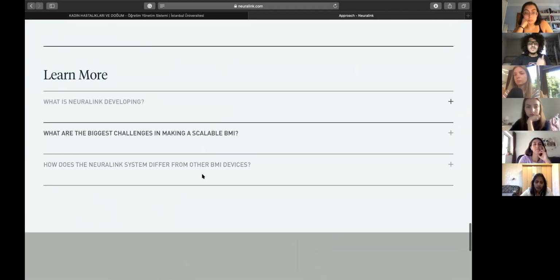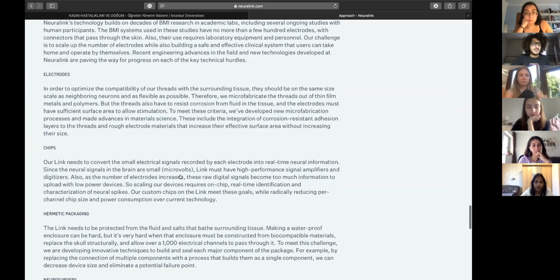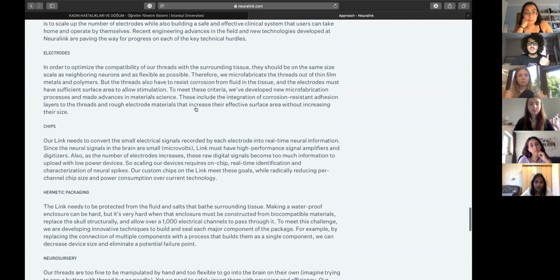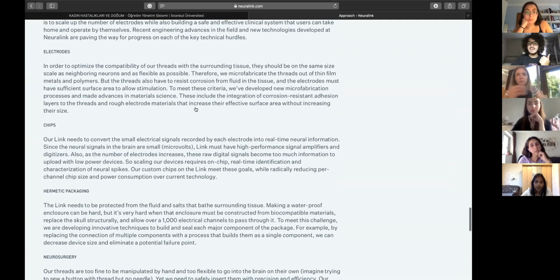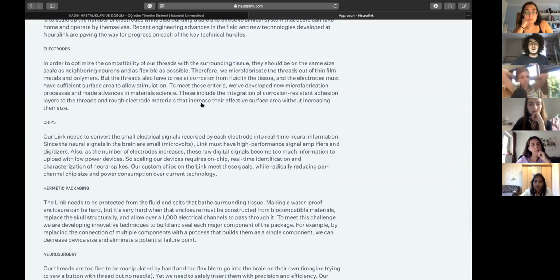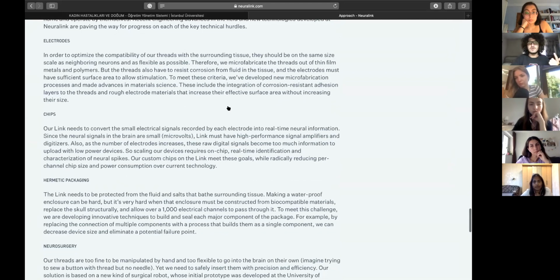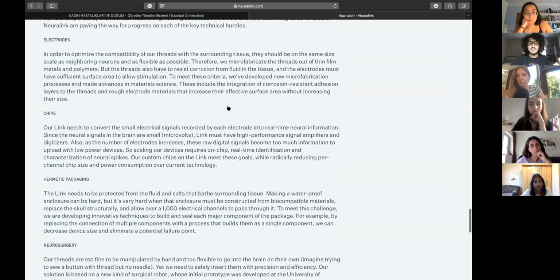Learning more about what Neuralink is developing is something you can read. Here you can see the challenges with Neuralink. It's the electrodes, because it is, again, about electrics and some basic physics that you can remember from high school. The most important thing is resisting corrosion from fluid in the tissue. This is important, and this is actually the problem with lots of implants that we have in the human body.